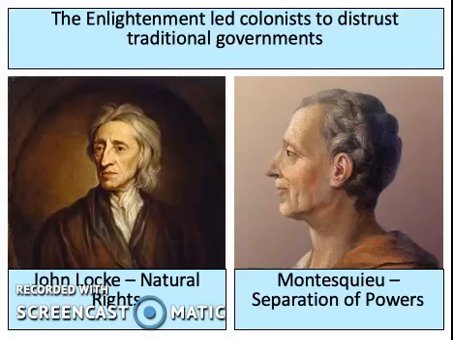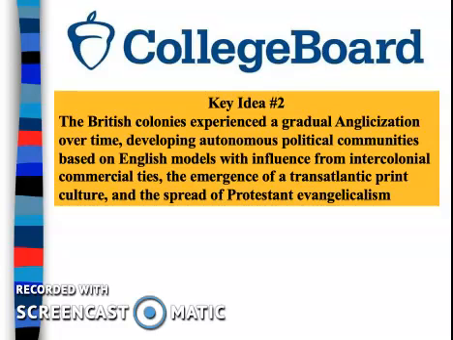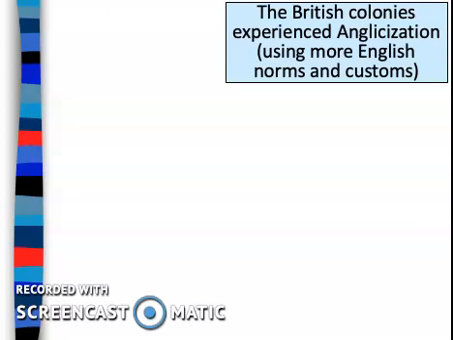And that brings us to our second key idea, that the British colonies experienced a gradual Anglicanization over time. Basically, we became more British, and we developed autonomous political communities based on English models with influence from intercolonial commercial ties, the emergence of a transatlantic print culture, and the spread of Protestant evangelism. So we became more English over time.